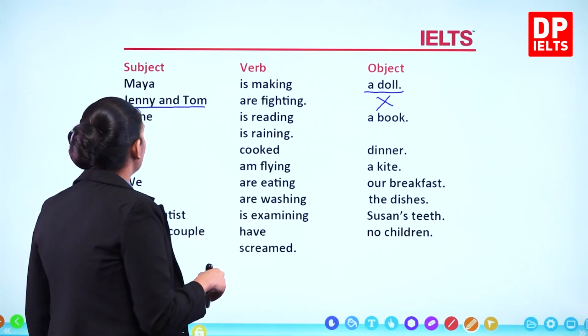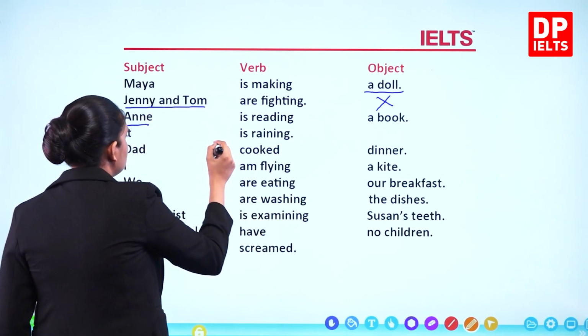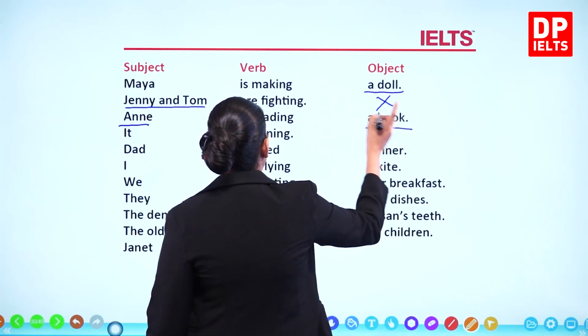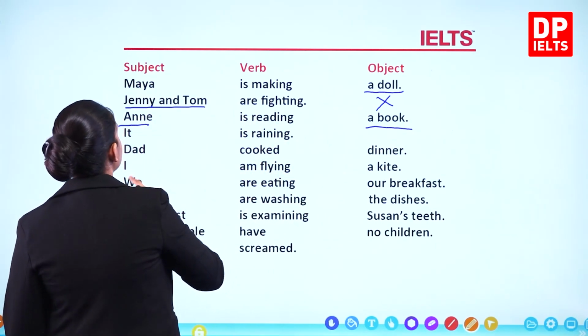Anne is reading a book. Who is reading a book? Anne. What is she reading? A book. What is the action she is doing? Reading. It is raining.